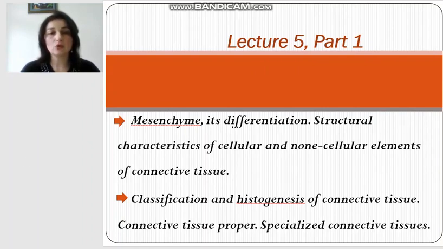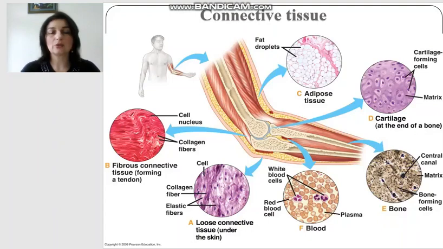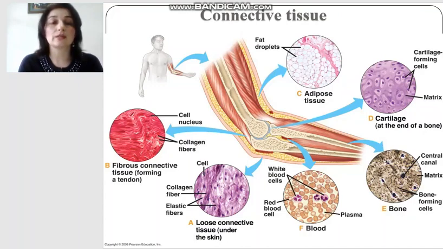Today we will focus on mesenchyme, its differentiation, structural characteristics of cellular and non-cellular elements of connective tissue, classification, histogenesis of connective tissues, and connective tissue proper together with specialized connective tissue types. As we know, connective tissue is the most abundant type of tissue, which we can find everywhere in the body.